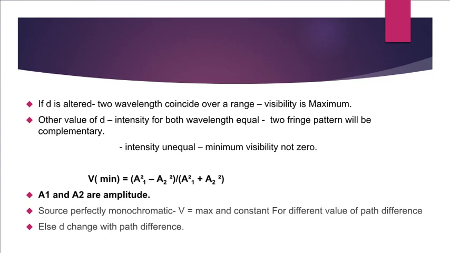If the two waves have amplitudes A1 and A2, we can express visibility as A1 square minus A2 square divided by A1 square plus A2 square. If the source is perfectly monochromatic, then the fringes will be clear, and visibility will be maximum and constant for different values of path difference. Else, visibility changes with path difference.